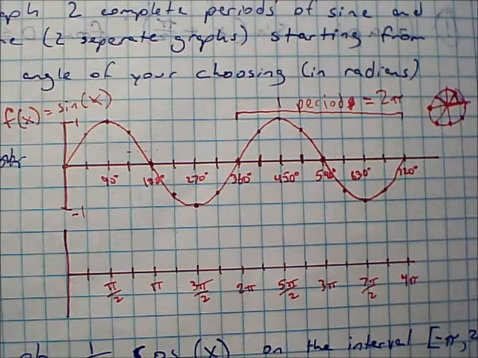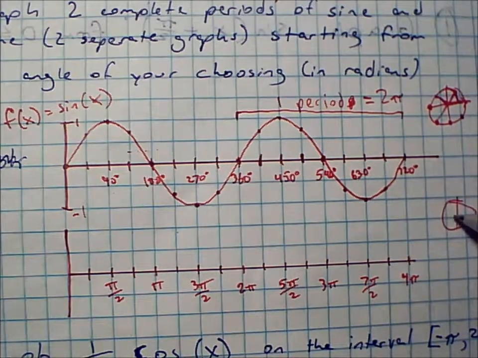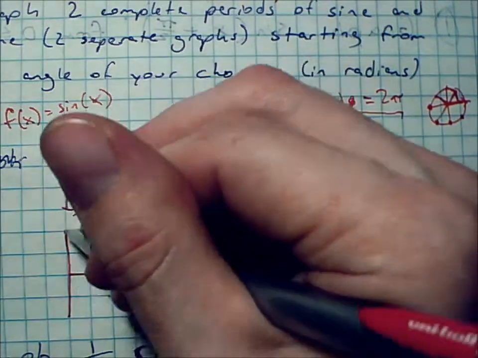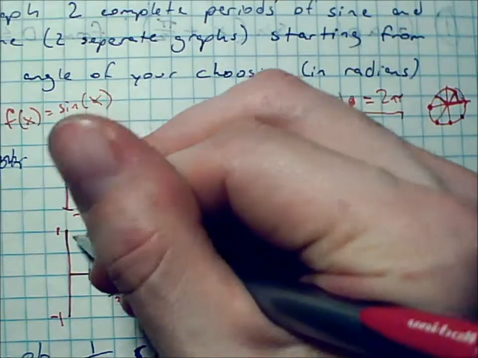So, for cosine, I'll draw myself a reference circle. I'm going to start at 0. Remember, cosine over here is the x value. So at the angle 0, I've got an x value of 1. So cosine of 0 is 1.